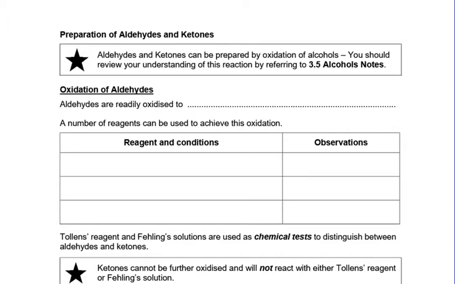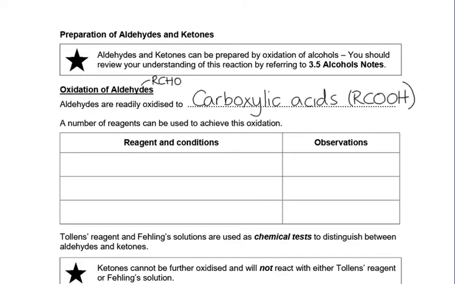Now we're just going to have a look at the oxidation of aldehydes. Again, you looked at this in the alcohols pack. Aldehydes are readily oxidized to carboxylic acids. So remembering that an aldehyde has the structure RCHO and a carboxylic acid has the structure RCOOH. And that oxidation is increasing the number of carbon-oxygen bonds while decreasing the number of carbon-hydrogen bonds.